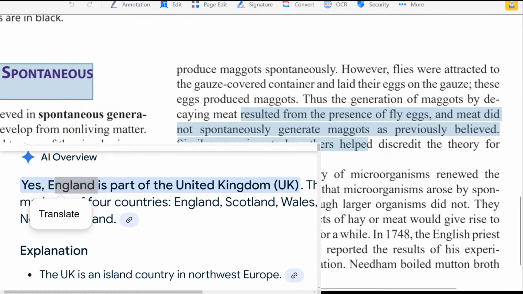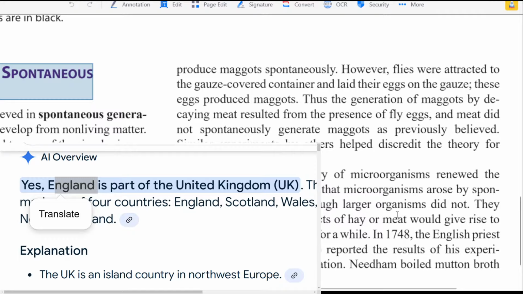Some proposed that the microorganisms arose by spontaneous generation, even though the larger organisms did not. Okay, some believed the spontaneous generation theory, some didn't. They pointed out that the boiled extracts of hay or meat would give rise to microorganisms after sitting for a while. So they were clear that larger organisms cannot come out on their own, but they still did not believe that the smaller microorganisms can't have spontaneous generation as well. They were thinking, yeah, maybe microorganisms can do spontaneous generation too. So, how did they point out that they can do that? That the boiled extract of hay or meat would give rise to microorganisms after sitting for a while.